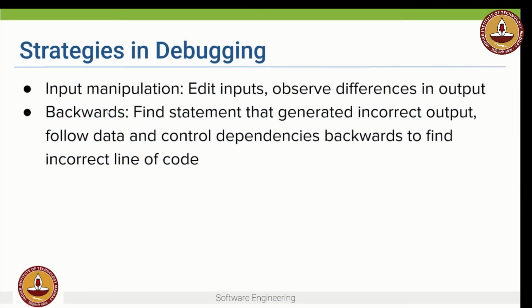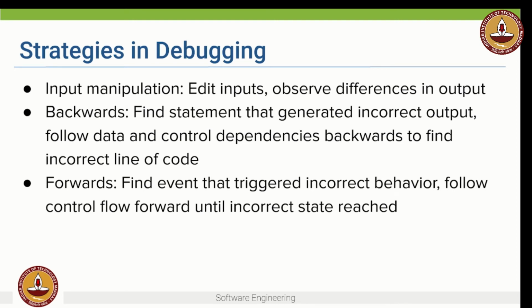So that was the backward strategy. Now, the inverse of that is the forward strategy. You find the event that triggered the incorrect behavior and you follow control flow in the forward direction until the incorrect state is reached. So this is the inverse of what we did earlier.